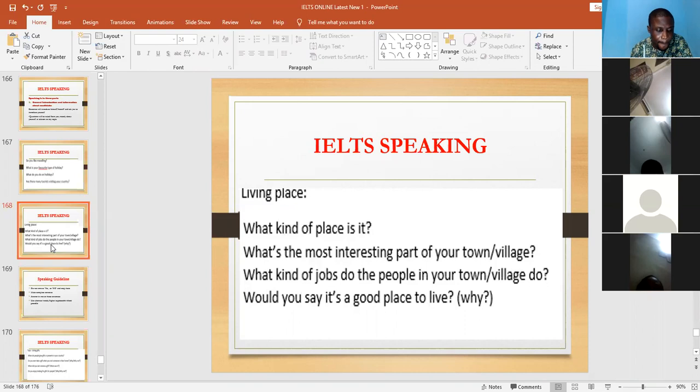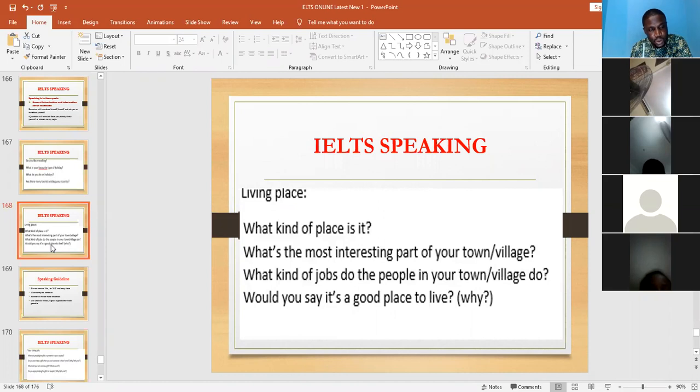Okay, now that is the way section 1 normally goes. They are sharp, straight questions. You answer in 2 or 3 sentences. Okay, so that is it.